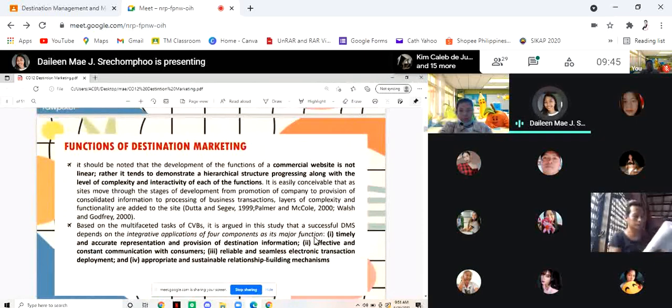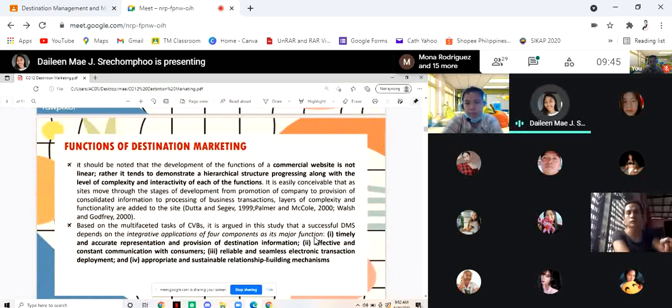Tapos, it should be noted that the development of functions of a commercial website is not linear. Rather, it is demonstrated as a hierarchical structure progressing along with the level of complexity and interactivity.